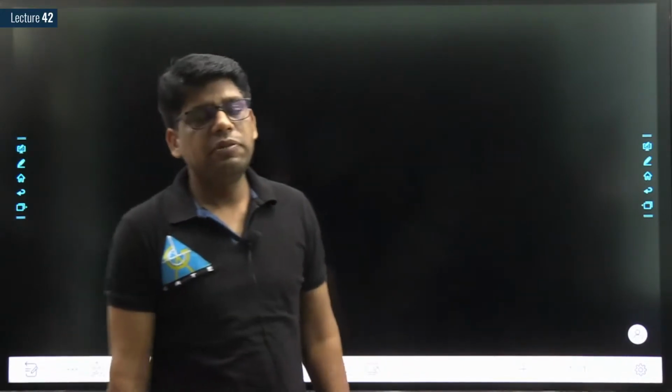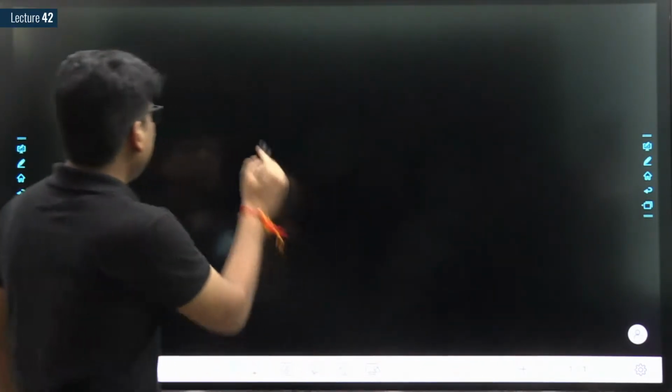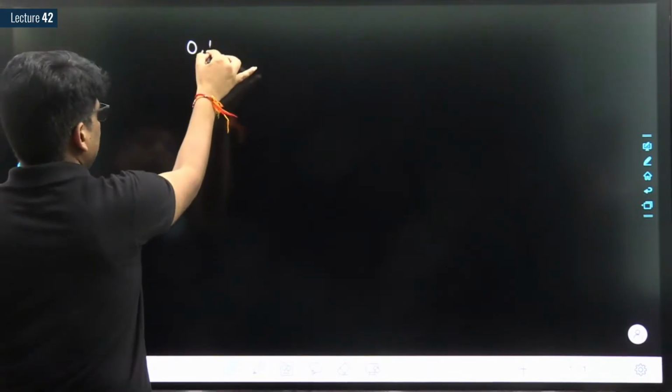In this session, we will discuss how negative numbers are stored in computer. First of all, sir, what does computer understand? 1, 2, 3, 4 or 0 and 1? Sir, computer only understands binary. We have already discussed the binary number system, decimal number system, octal number system and hexadecimal number system. That means computer only understands 0 and 1.